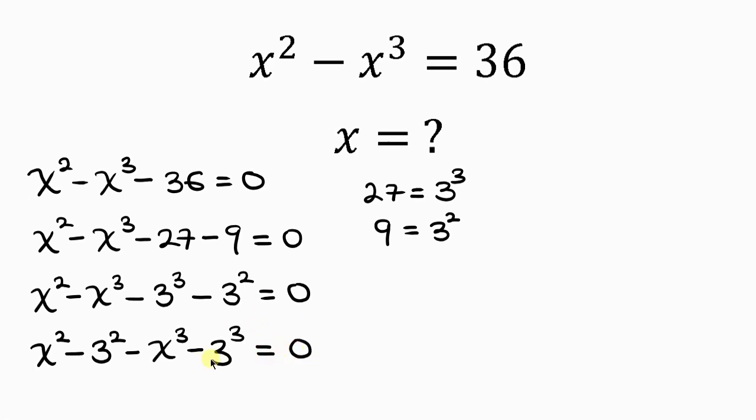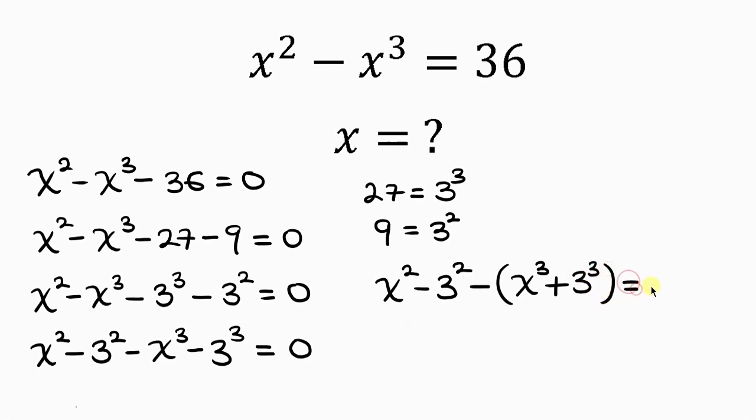Well, our next step will be for us to factor out negative from here. So we have x squared minus 3 squared. Now factor out negative, then open brackets. So this becomes x cubed, and since I factored out negative, I'm going to have positive here. Very good, 3 cubed. Close brackets, and this is equal to 0. So we have a difference of two squares here, and we have the sum of two cubes. So let's start with the difference of two squares.